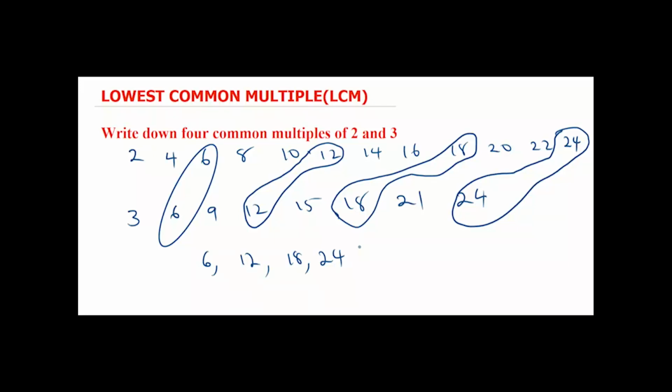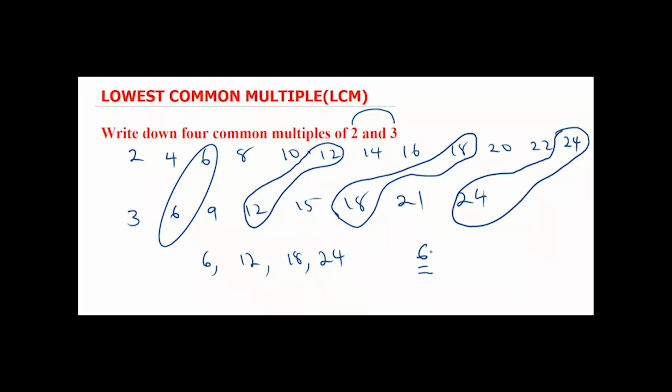Another way you could use to get the common multiples of 2 and 3, if you don't want to write out their multiples like this, why am I telling you this? There is a possibility that you could be given big numbers. So to list it out will take time. So what you need to do is to multiply 2 by 3. That will be 6. So that is their first common multiple.